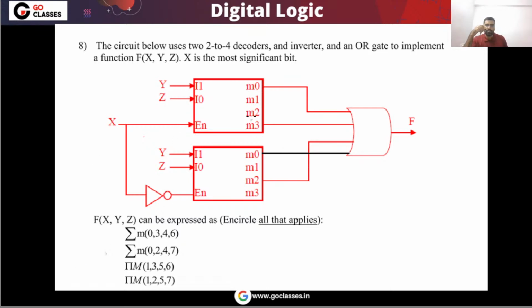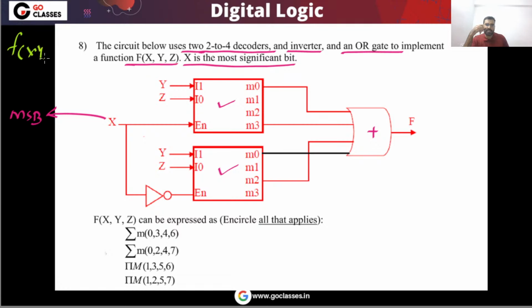Very simple question. You can notice 2 by 4 decoders are given to you. This is a 2 by 4 decoder, and this is a 2 by 4 decoder. There is an inverter, and there is an OR gate. To implement a function f(x, y, z), x is the most significant bit. So this x is your MSB. We are having this function f(x, y, z), and this x is your MSB.